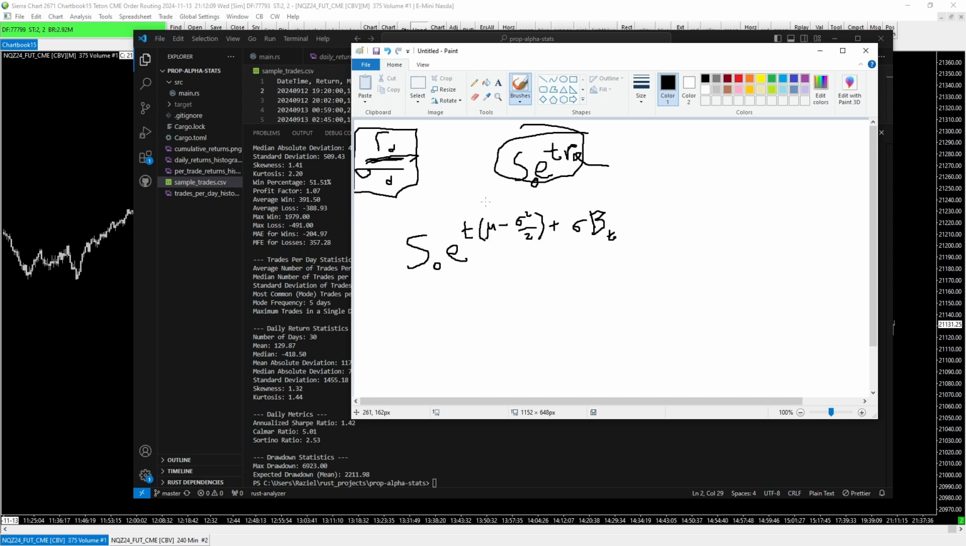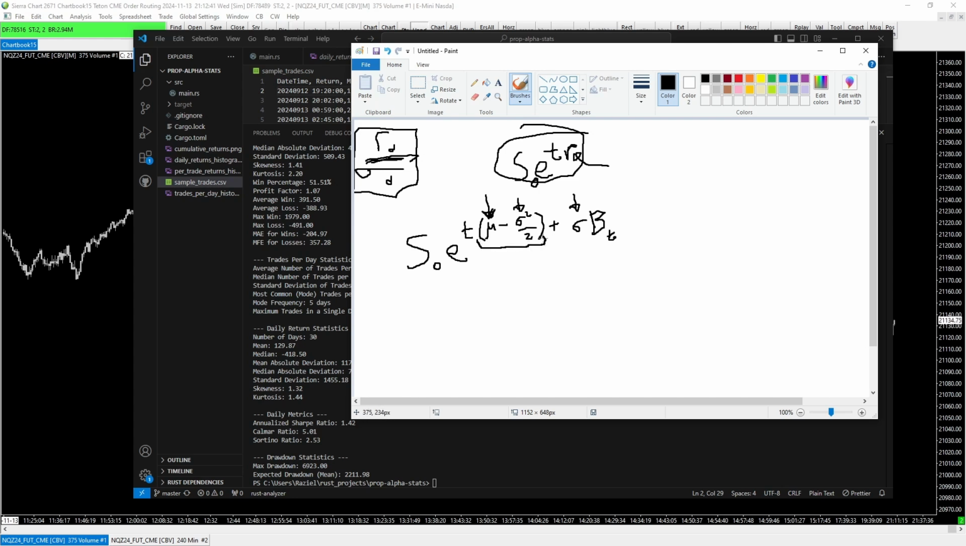But what this is, if you've got a mean return, this is your mean return. This is the drift of your asset, and you've got a volatility. That's the volatility of your asset. Then you get a volatility drag term, which is this guy. And so this is basically your drift.